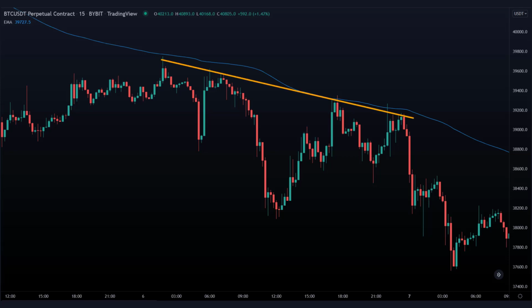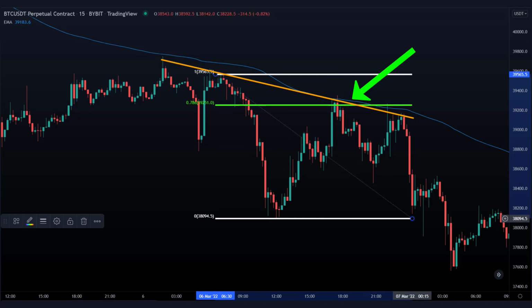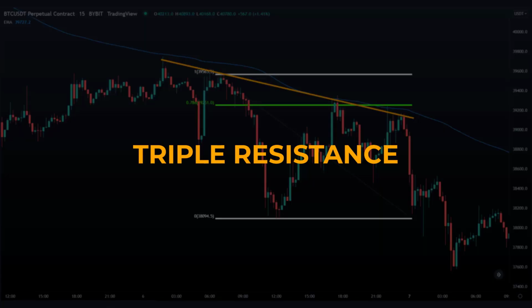As we see here for example on the price, we can pull out the Fibonacci in this downtrend. We now see that the price is making a pullback to the 0.786 level, which is also exactly where the 100 moving average lands. But in addition to that, we see something else, namely a trend line resistance. We can draw a trend line from this that also lands exactly at the 0.786 level. So at this point you have triple resistance.